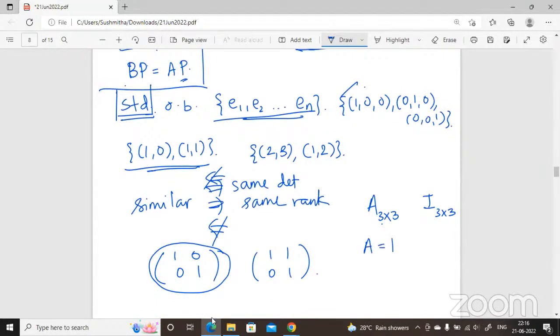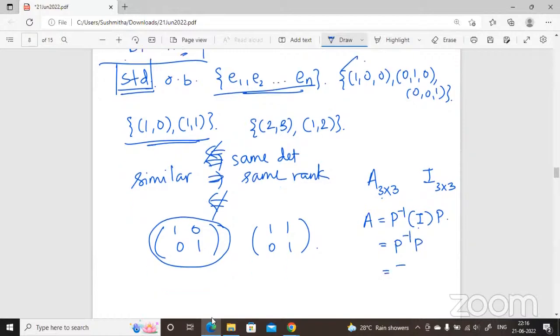P inverse times I times P. What is I times P? It's P itself. What is P inverse P? I. So A has to be the identity matrix, right?